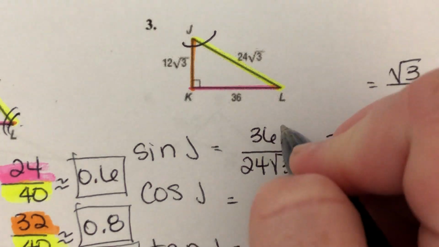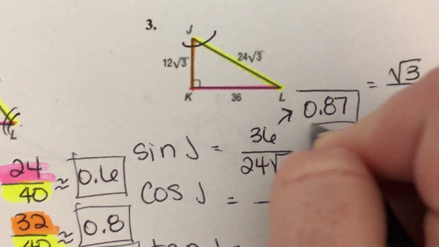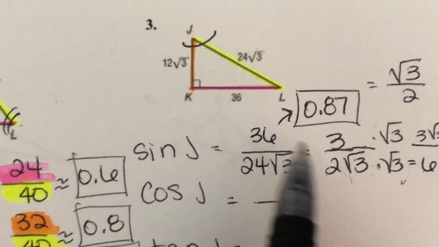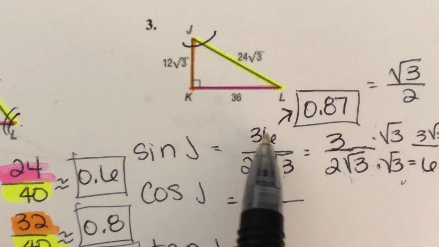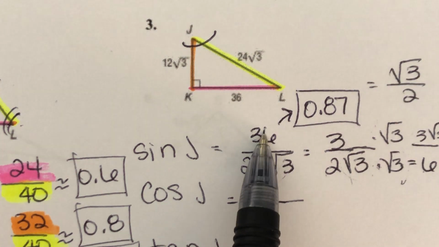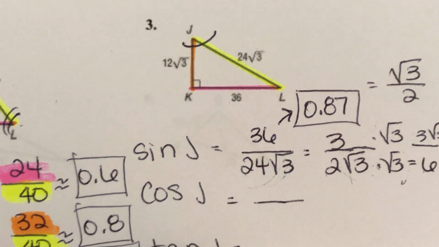So the sine of J is equal to 0.87. Okay, and you didn't have to go through all that simplifying. You could have put this in your calculator. But to me, I can't just type in my calculator 36 divided by 24 times square root of 3, because it's not going to do it right. I got to simplify the bottom first.